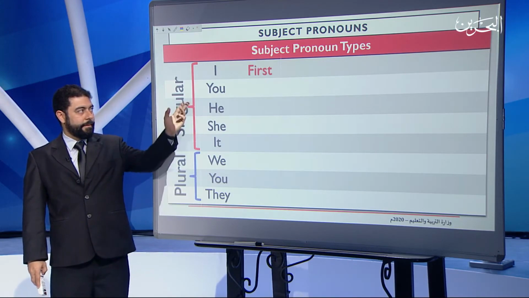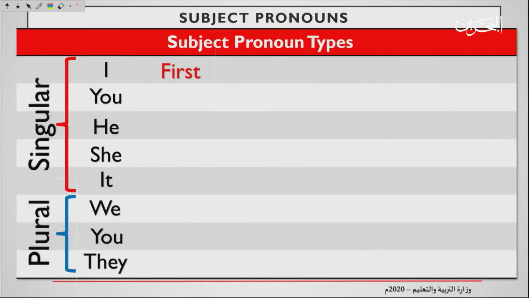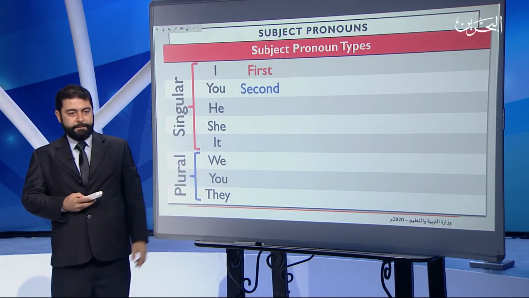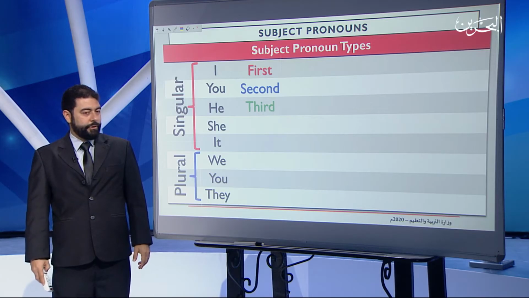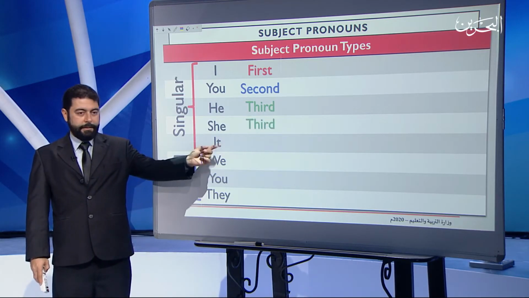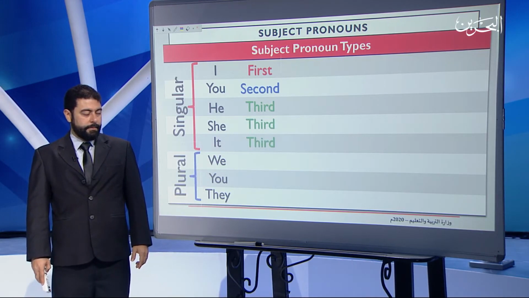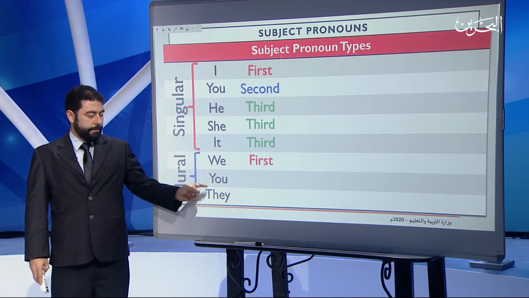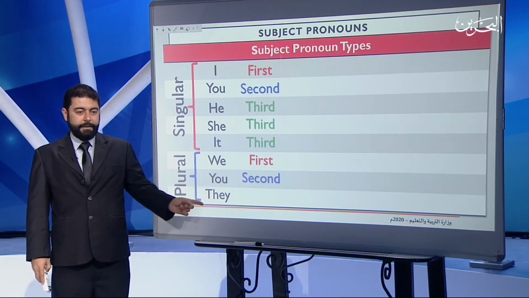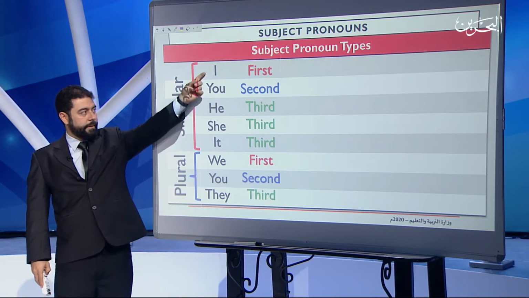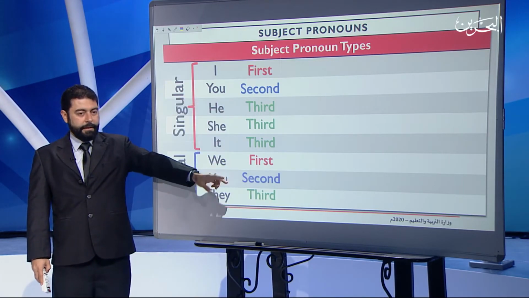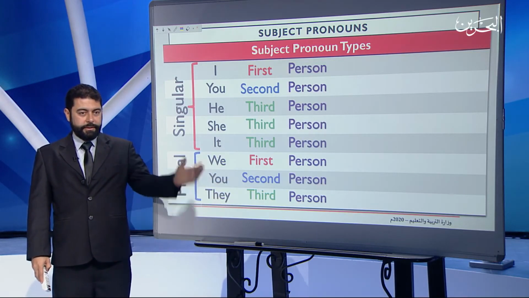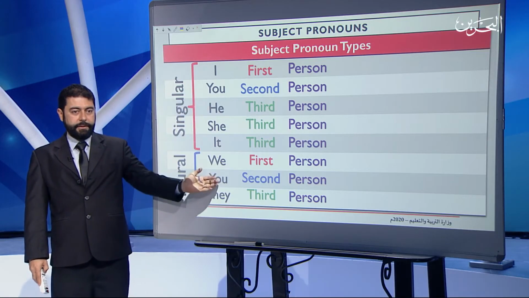So, we agreed that this is first. What about you? Can you remember? Yes, second. What about he? Third. What about she? Third. It. Also third. Can you remember? What about we? It is a first. You, a second. And they, a third. First, second, third. First, second, third. And then you add person, which is the type. All of these are personal pronouns.